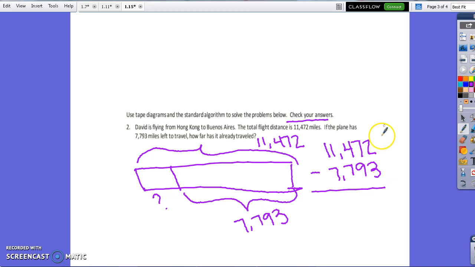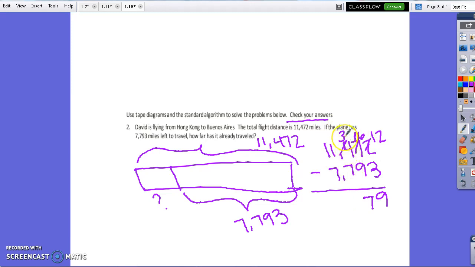We're going to subtract 7,793 from it. I can't take 3 away from 2 because the bigger number's on the bottom, so that 7 turns into a 6, and that 2 turns into a 12. 12 minus 3 is 9. Again, I can't take 9 away from 6, so I have to go over and borrow from that 4. That 4 turns into a 3, and that 6 turns into a 16. 16 minus 9 is 7.